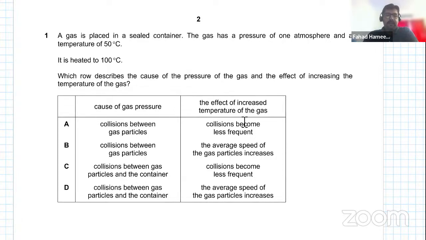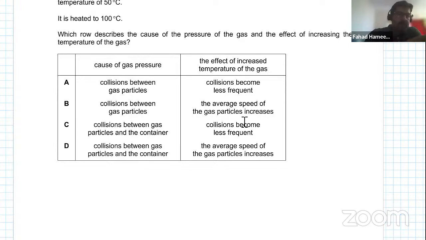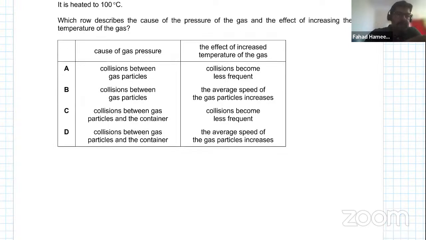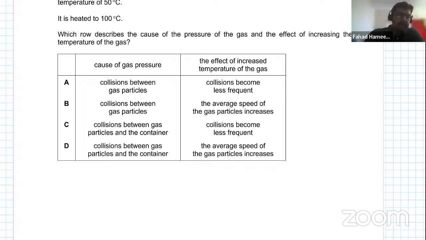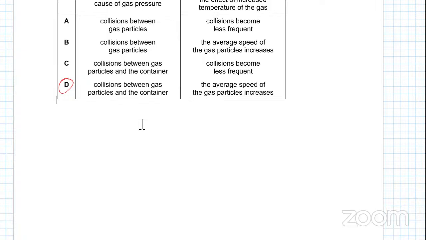Okay, what's the cause of the pressure? The cause of pressure is collisions between gas particles and the container, and then the effect of increased temperature of the gas is that the average speed of the gas particles increases. So it's D, right? Okay, so this one is D. Okay? That's the next one.